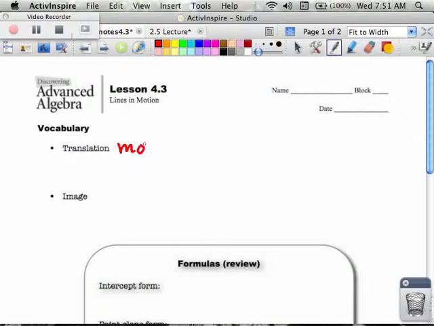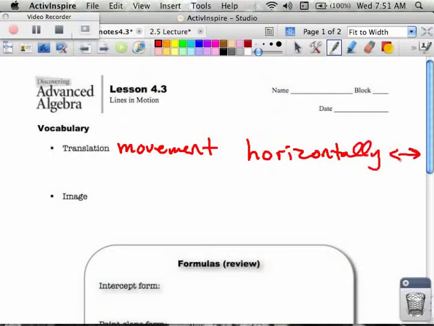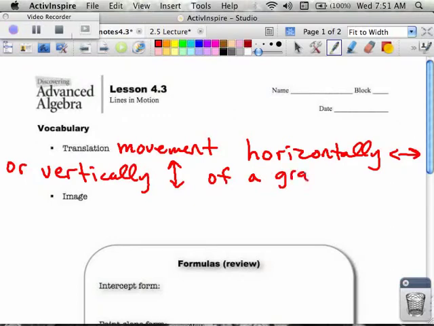The movement horizontally, meaning in the x direction, or vertically, meaning in the y direction, of a graph.